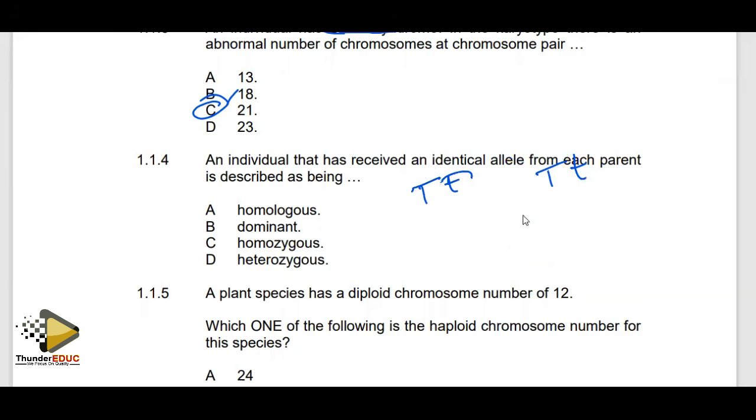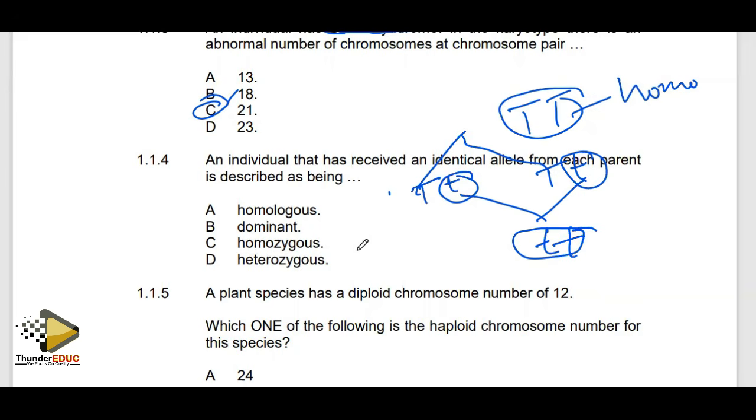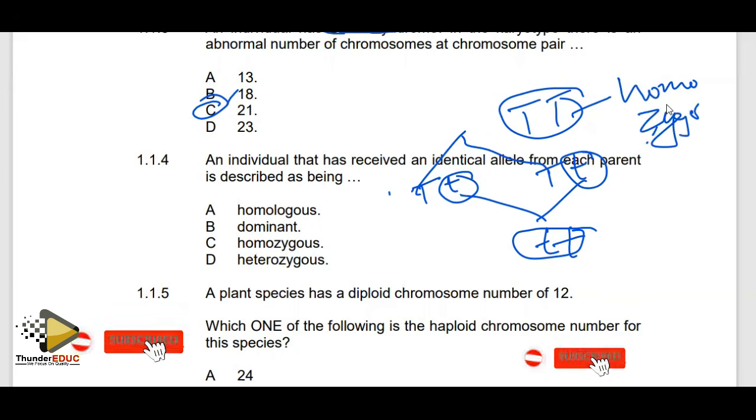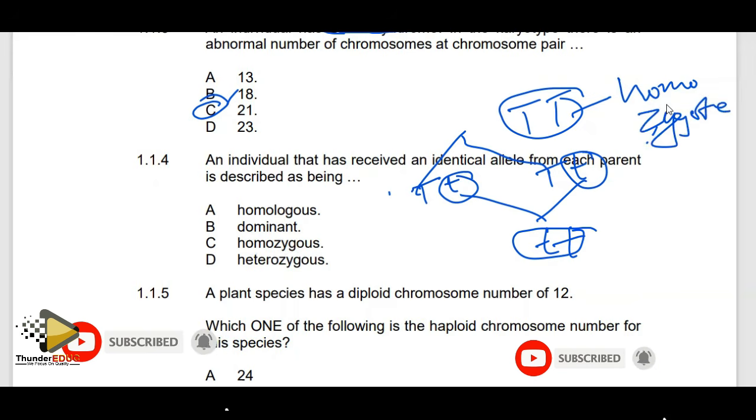So it is going to become homozygous, because you are describing a zygote. That zygote has the same kind of allele. So the answer is going to be C, meaning homozygous. Then the next question.